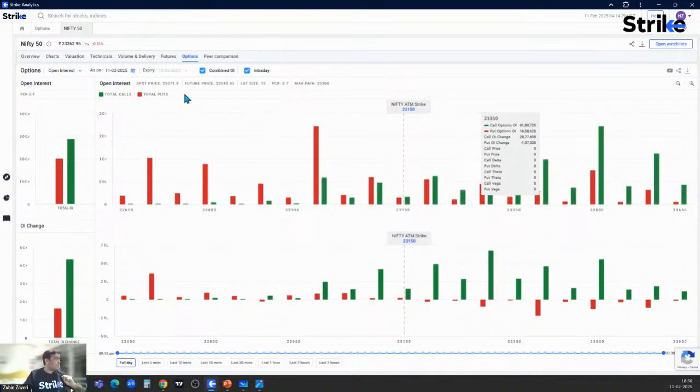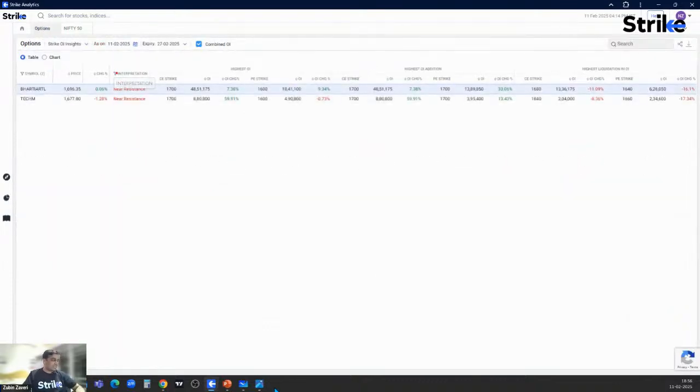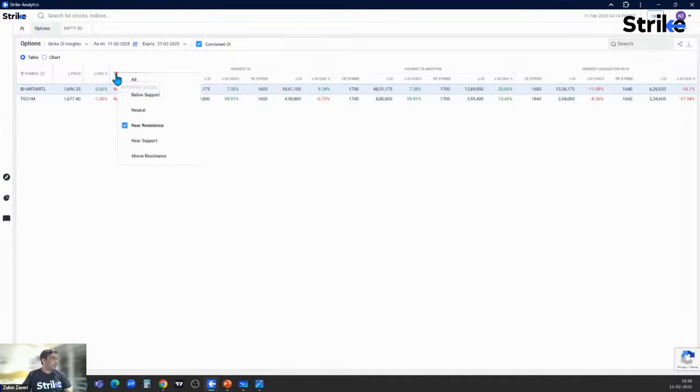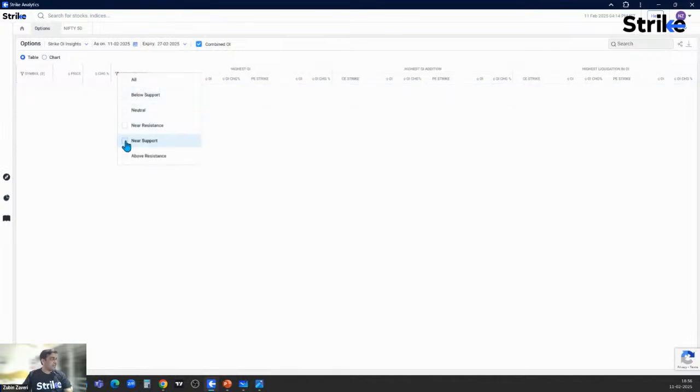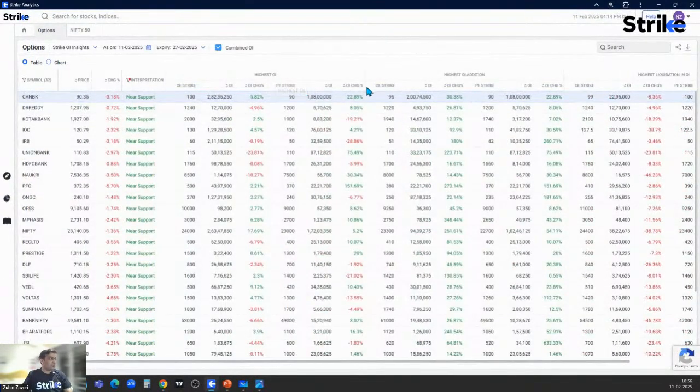Fantastic, Rahul. Now let me go back to options once again. Near resistance means when the price is just a little bit below a particular call strike where the highest OI is. So that is a resistance level. Similarly, if we want to find stocks which are near a particular support level, instead of near resistance, we can say near support. And when we are looking at support, we will look at put open interest.